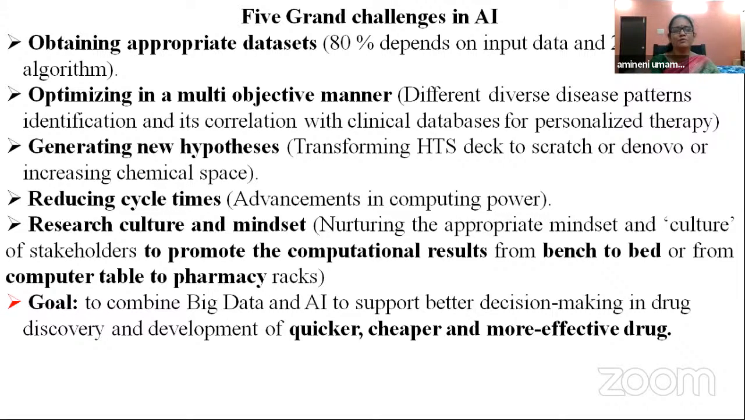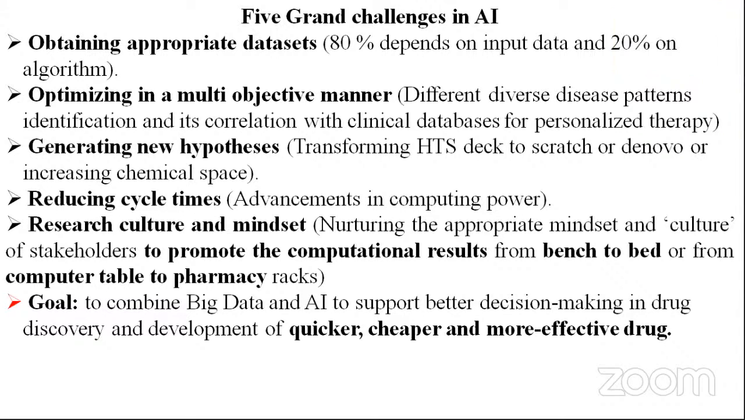Generating new hypotheses is also possible, because if we do de novo designing with core hopping, we can get novel molecules also. And it reduces the time, because we have good computational speed. Previously we used CPUs, central processing units, then graphical processing units. Now we are using TPUs, which have more computational speed, so we can reduce the time for getting results.